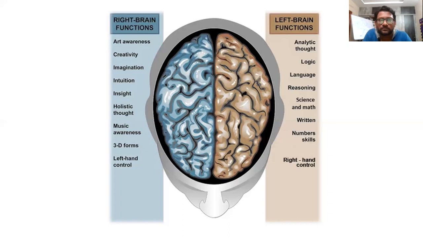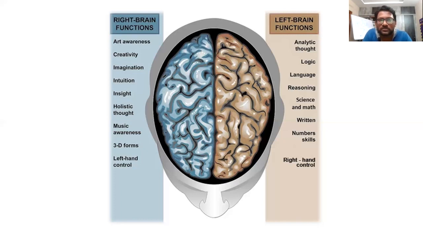The next one is different: the corpus callosum functions. The corpus callosum routes actual information from one hemisphere to the other. So it crisscrosses, and each hemisphere controls and communicates with the opposite side of the body. So this is something we already talked about.